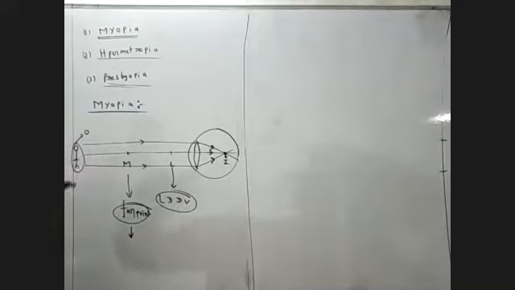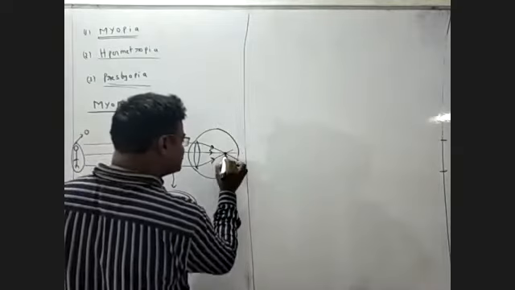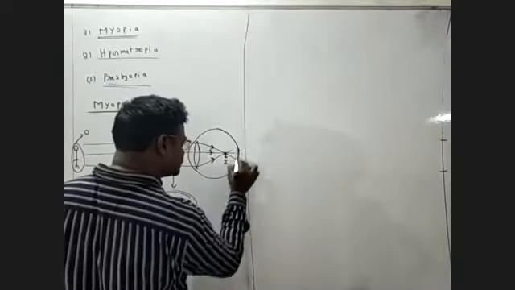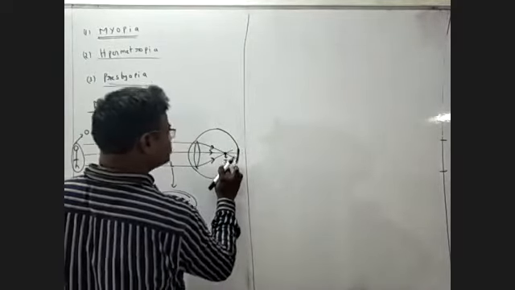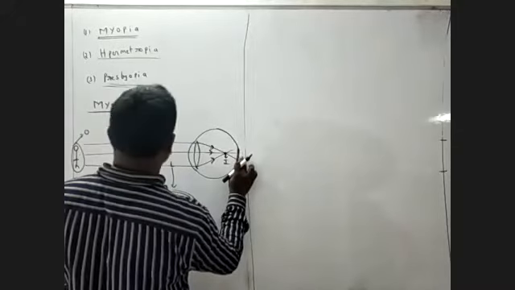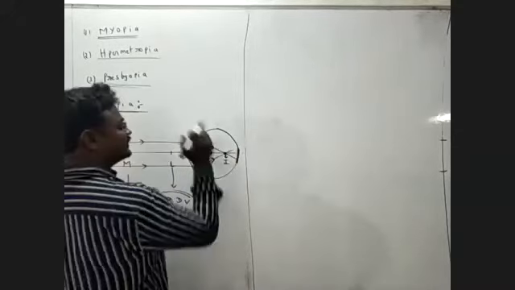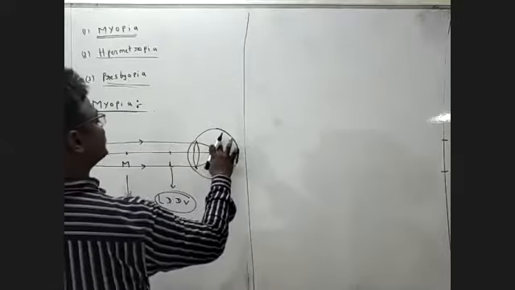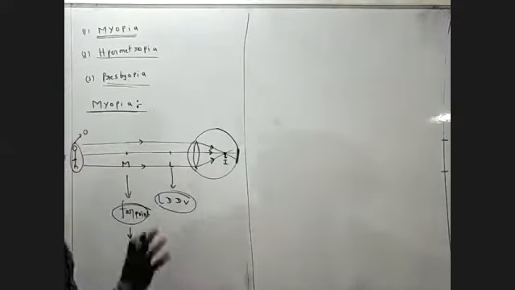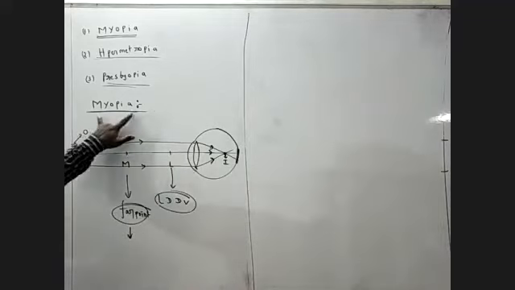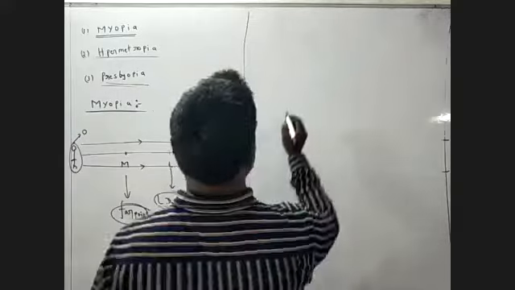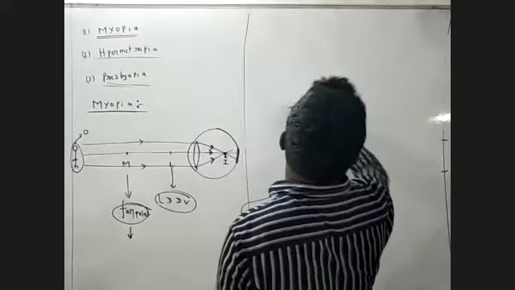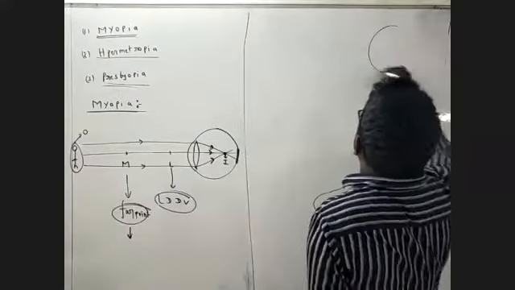Actually, the image should form on the retina, but for this person the image is formed behind the retina. This is the problem. What is that problem? Myopia. Next, with another example.